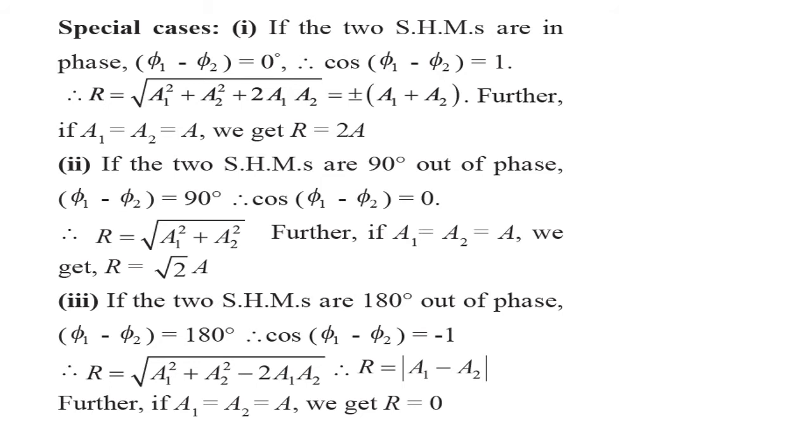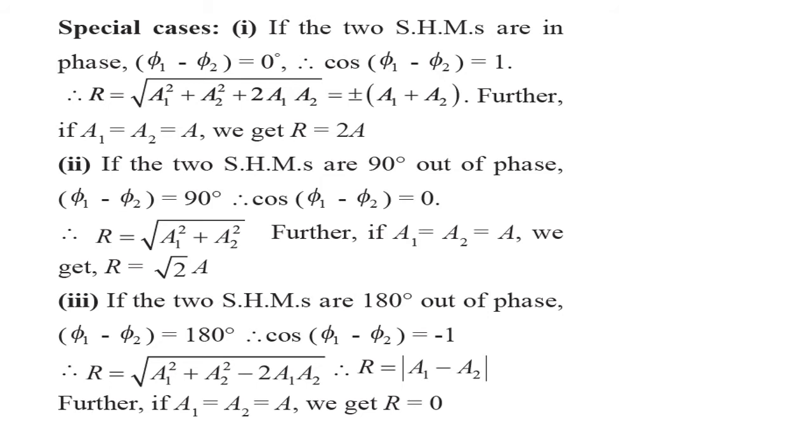Now the second case is if you assume that the SHMs are out of phase. What is out of phase? If the angle difference between the two SHMs is 90 degrees, then what is cosine of 90? Cos 90 is 0. So if we substitute this value in the equation for resultant amplitude, the whole term 2a1 a2 cos of phi 1 minus phi 2 becomes 0.